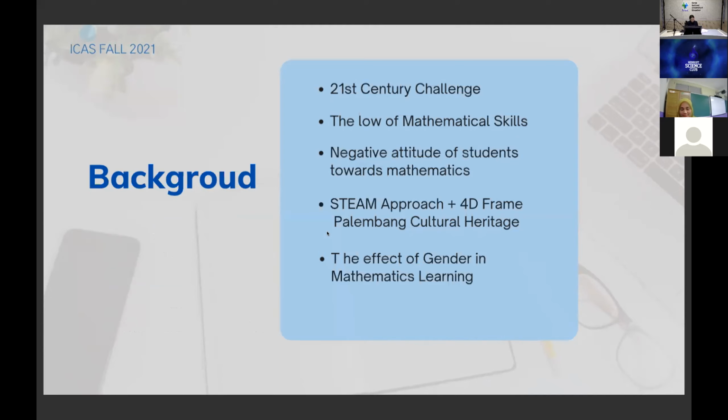It comes from seeing the 21st century challenges that we all need to face, that we all need to prepare for, and also to help our students to face all of them. And also from seeing the low level of mathematical skills, especially in my school, and seeing this low level of mathematical skills, I also see the negative attitude of students toward mathematics in my class.